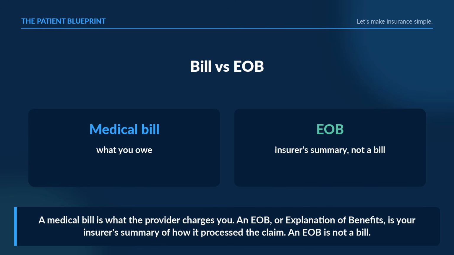A medical bill is what the provider charges you. An EOB, or explanation of benefits, is your insurer's summary of how it processed the claim. An EOB is not a bill.